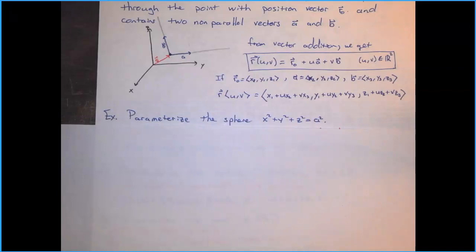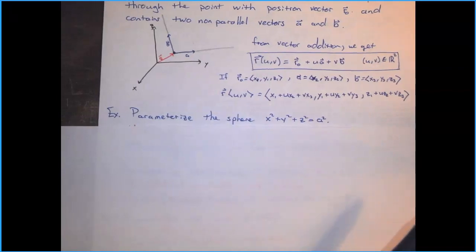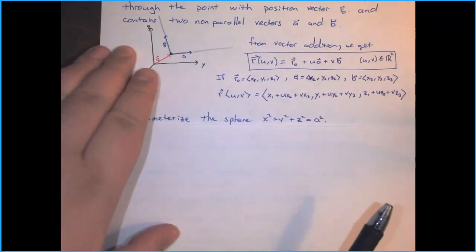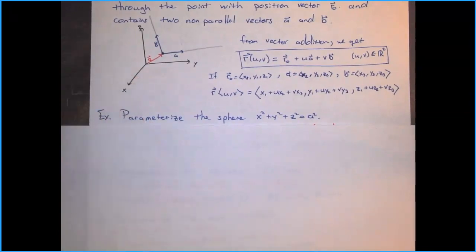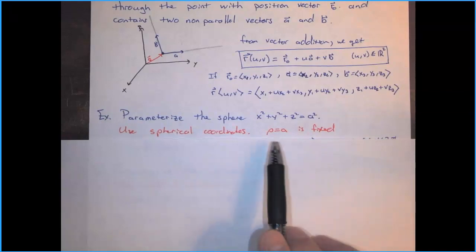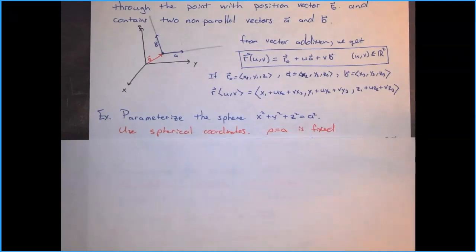Okay, let's look at some more examples. How can I parameterize the sphere? x squared plus y squared plus z squared equals a squared, so a is fixed, and a is the radius of my sphere. Well, if I have a sphere, let's use spherical coordinates. In this case, rho equals a is fixed, so rho is not going to be a variable.